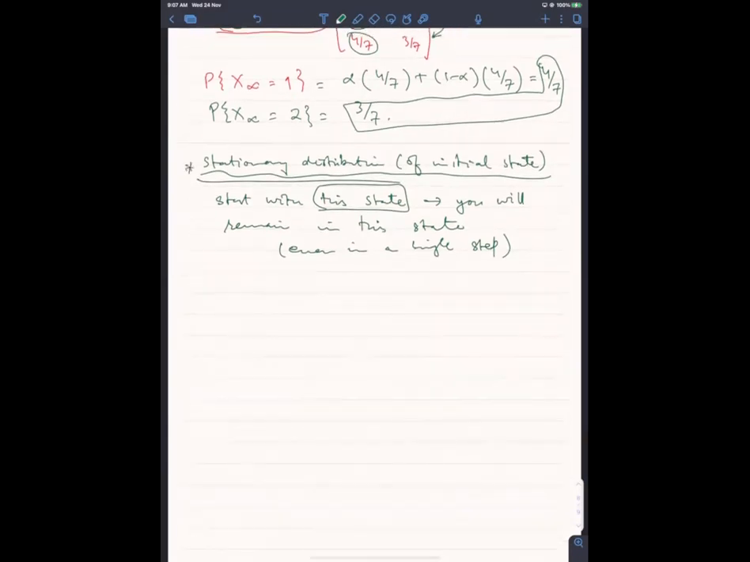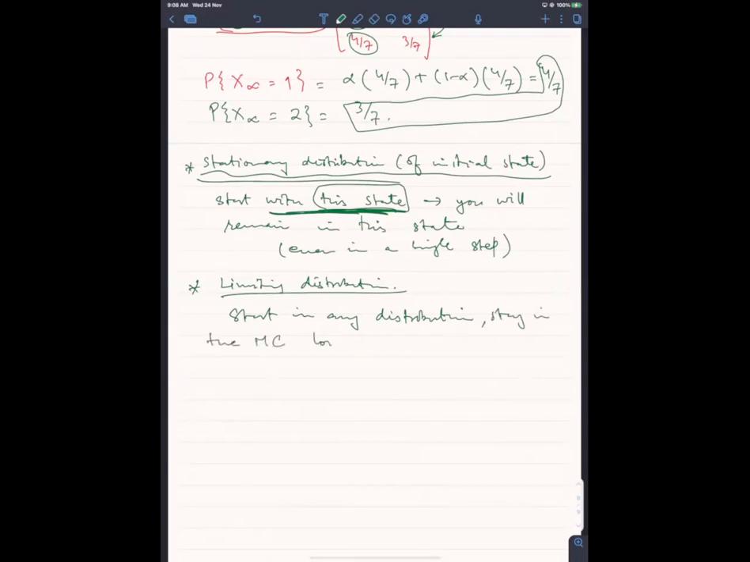There is another definition which is called the limiting distribution. Start in any distribution. Here, start in any distribution, not in the stationary distribution. Earlier we said to start from stationary and you will stay in stationary. Here we are saying start in any distribution. Stay in the Markov chain long enough, which means n going to infinity. You will reach the limiting distribution.